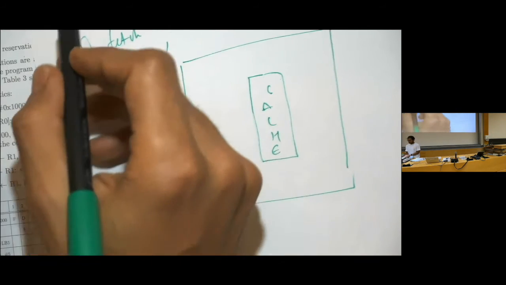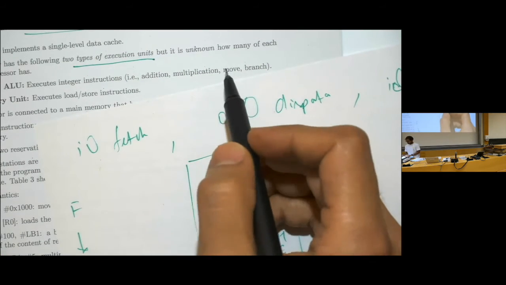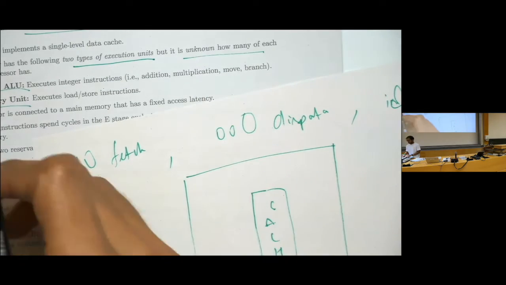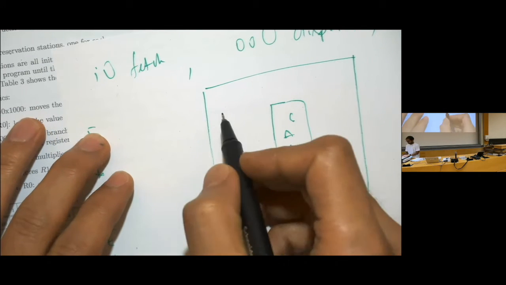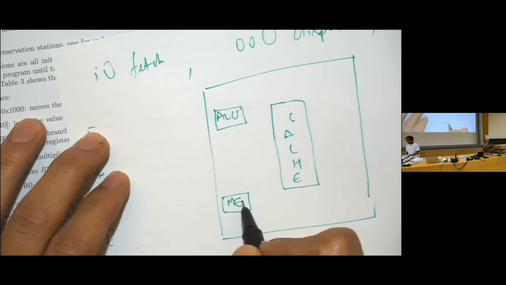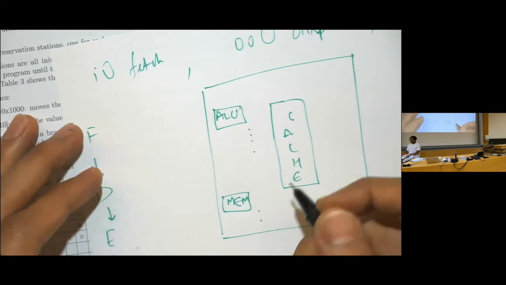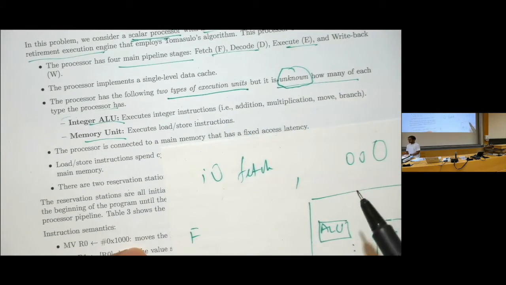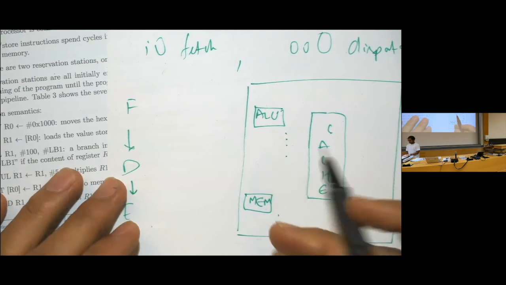Up next, the processor has the following 2 types of execution units. It has an ALU and it has a memory unit, but we do not know how many of these units the processor has. All right, now let's draw these on our diagram. You have the ALU right here, and you have the memory unit right here. Now, notice that I gave some space. I left this space because the question explicitly mentions we do not know how many of these units are there, right? So there is still scope to expand it in our mental image.